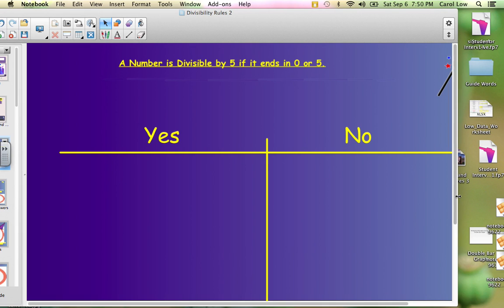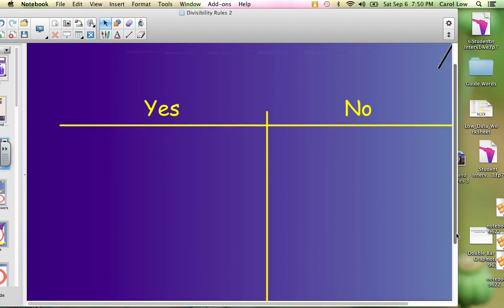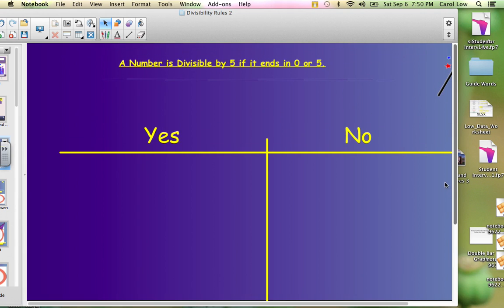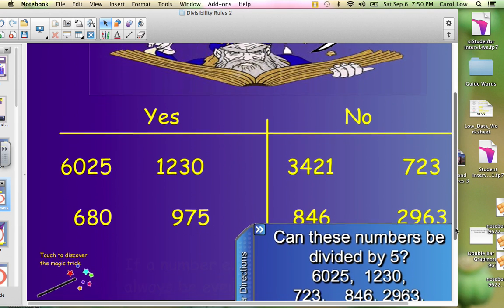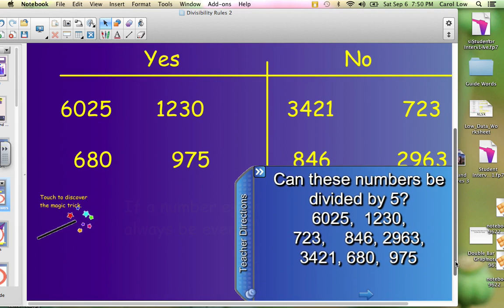So, what do we have here now? We already went through that, so we're just going to move on. Oh, and there they are. They're all sorted out. We did them together, and we got them all right.